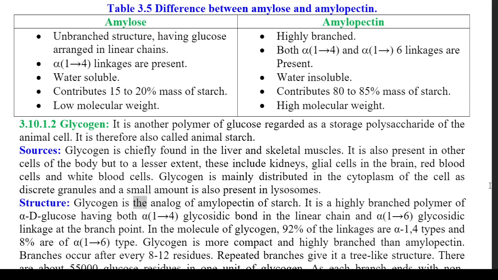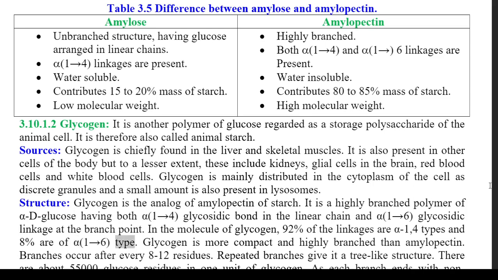Structure: glycogen is the analog of amylopectin of starch. It is a highly branched polymer of alpha-D-glucose having both alpha-1→4 glycosidic bonds in the linear chain and alpha-1→6 glycosidic linkages at the branch points. In the molecule of glycogen, 92% of the linkages are alpha-1,4 types and 8% are of alpha-1→6 type.